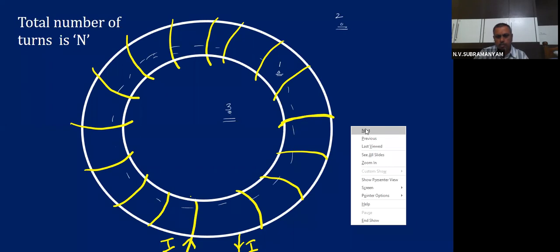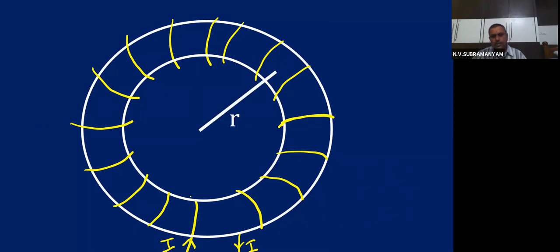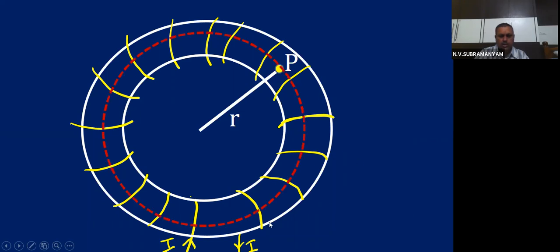Now let us see. For the inside point, I am taking one inside point. That yellow color dot you are seeing is one inside point. The point I am naming as P. What is the distance of this point from the center? R. To calculate the magnetic field at the point P, I am considering a circular curve which is passing through this point. Is this a closed curve? Circle means closed curve only.